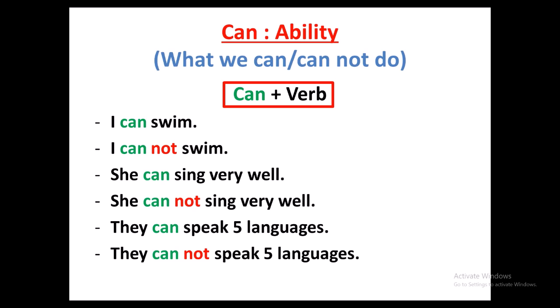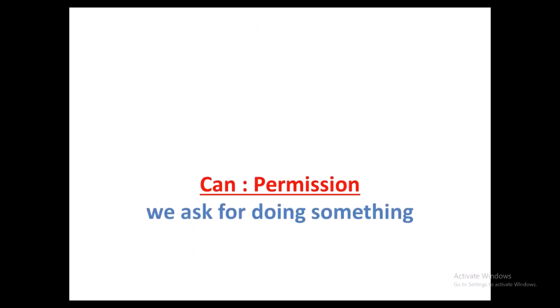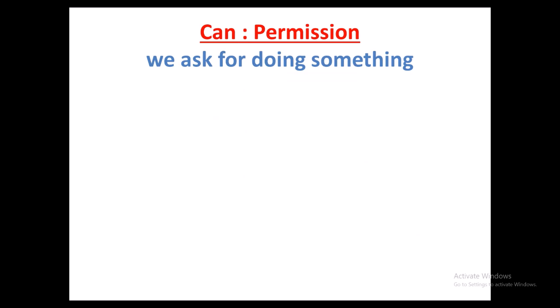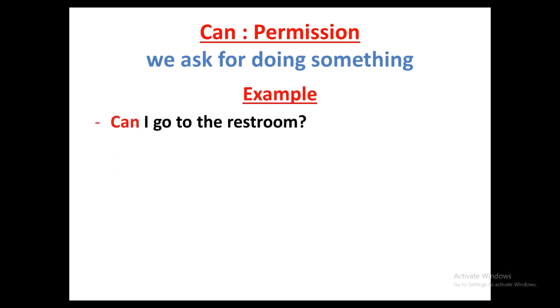Another one, let's move on to can, the same, but this time we use it for permission. So what is permission? We ask for doing something from somebody. Example, during the class you want to go to the toilet, okay, the restroom, sorry. Can I go to the restroom? You ask permission from the teacher. You cannot go without permission. And the teacher would say, yes, you can, or no, you can't or cannot. Can't means the shortcut from cannot.